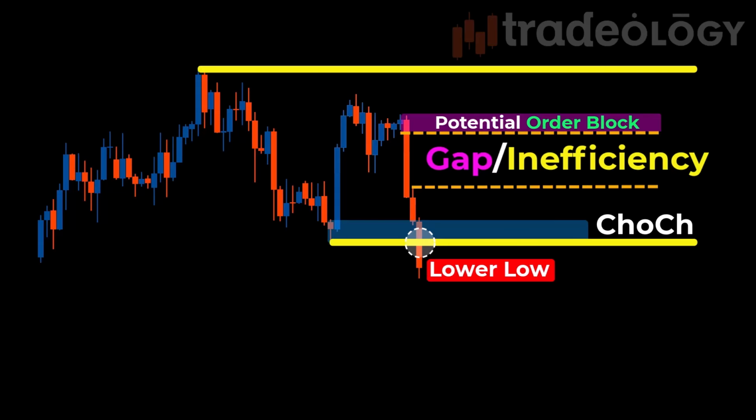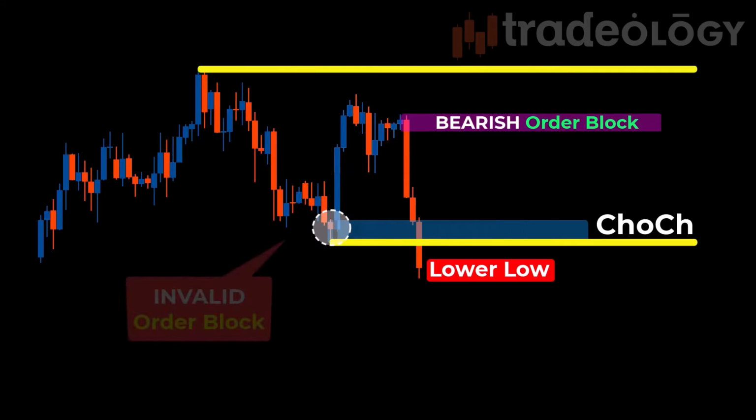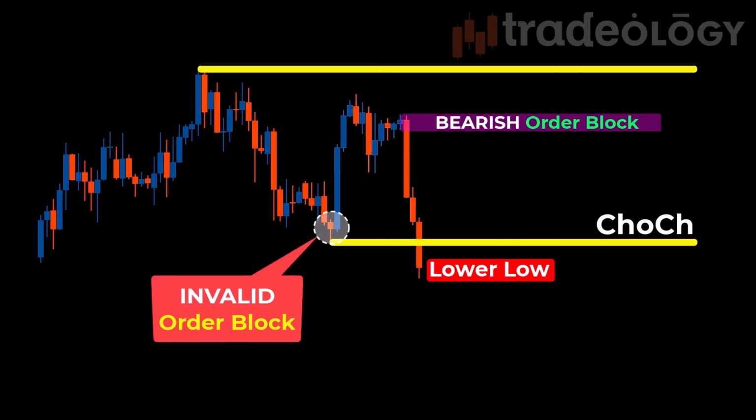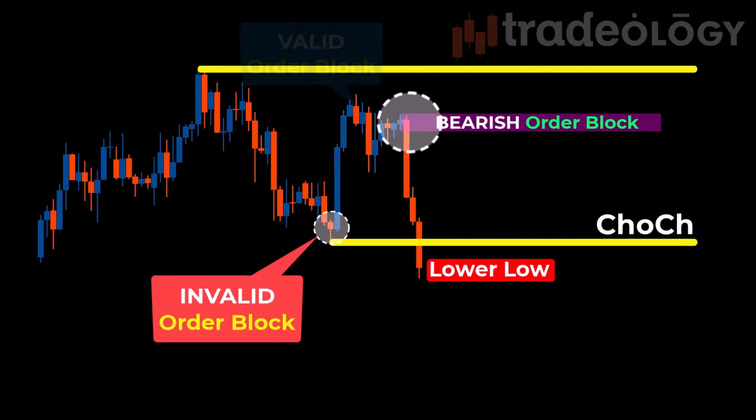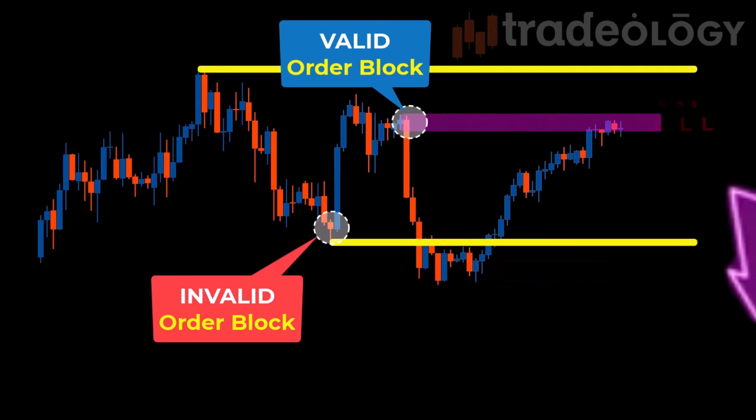Now here's the key. We focus on the latest bearish order block because it lines up with the new downtrend. The earlier bullish block doesn't count since price never made higher highs, but the bearish block is solid. It's valid because it triggered the change of character.